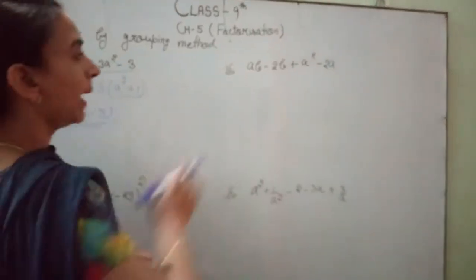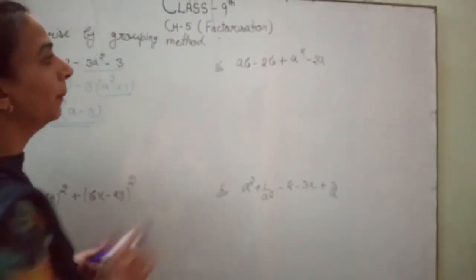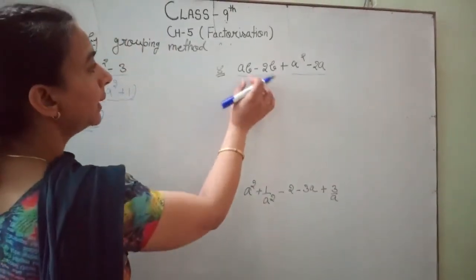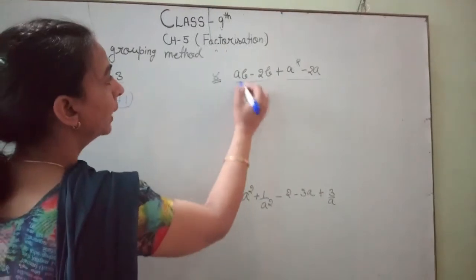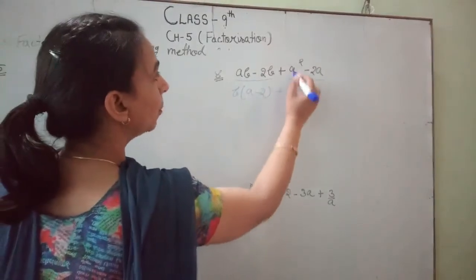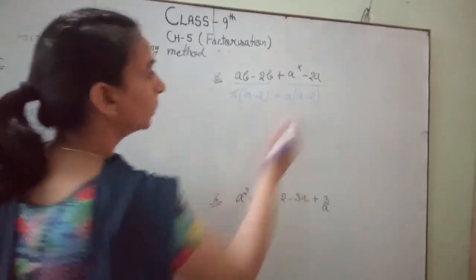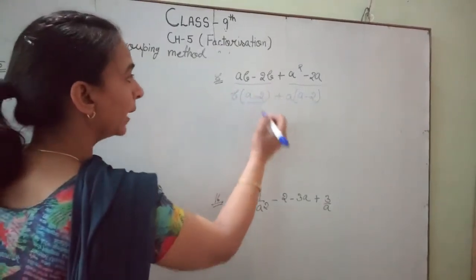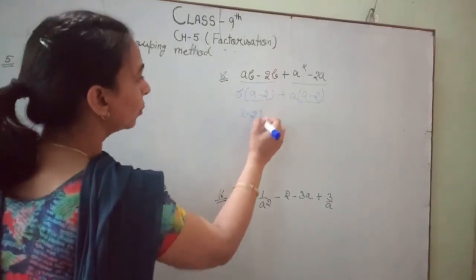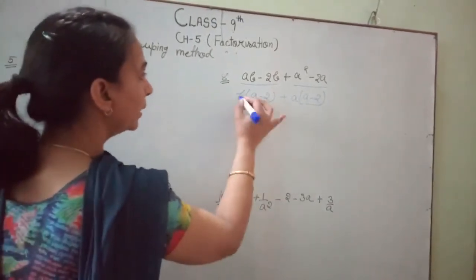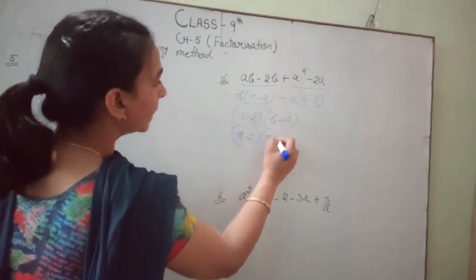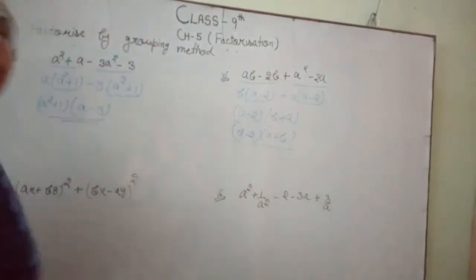In question number 8, same as before, there are a total of 4 terms. First we make groups. If we make a group of the first 2 terms and the last 2 terms, in the first 2 terms b is common, then we take b common, then a minus 2. And in the last 2 terms a is common, then we take common a, then a minus 2. Again student, in the first expression a minus 2 and in the second also a minus 2, then we take a minus 2 common. If we take a minus 2 common, then there is only b plus a. Then we have a minus 2 and a plus b. These 2 are the factors of this given expression.